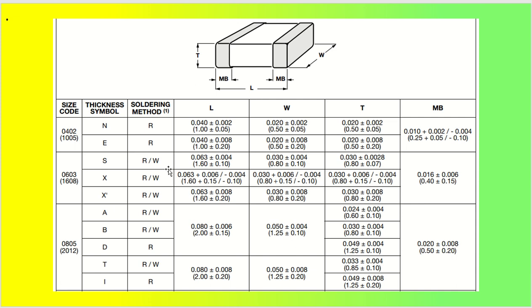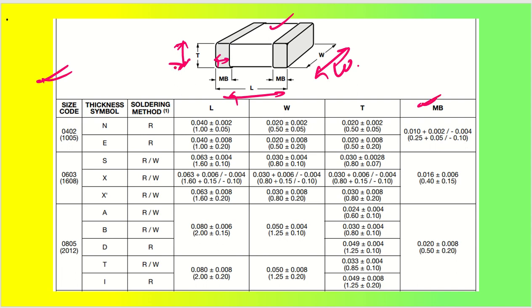Good. Now as we were talking about the dimensions, we'll quickly see the dimensions as well. This is the dimension table from the Vishay datasheet itself. This is the capacitor I am talking about. We have this as length, this is the width, and this is the thickness. So these are the three main parameters. Then we'll also talk about the width of the pad, that is MB.